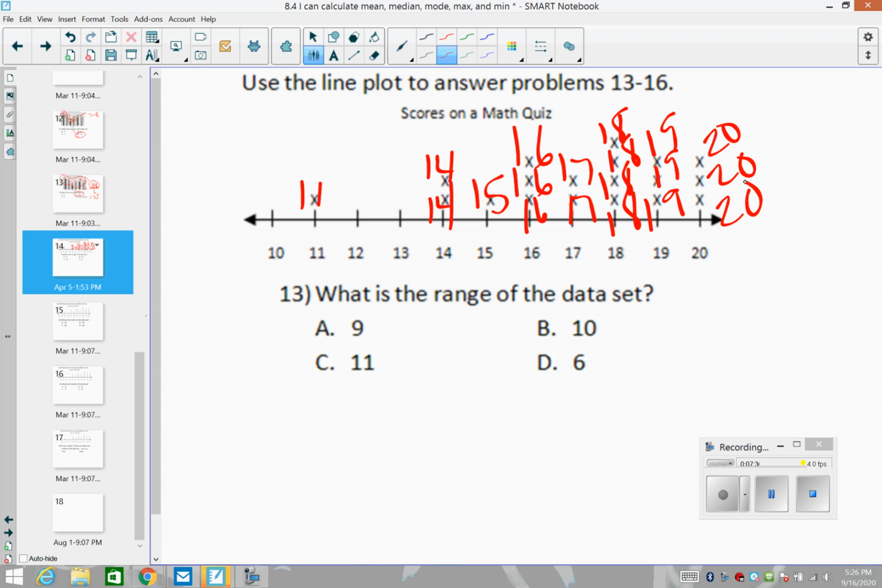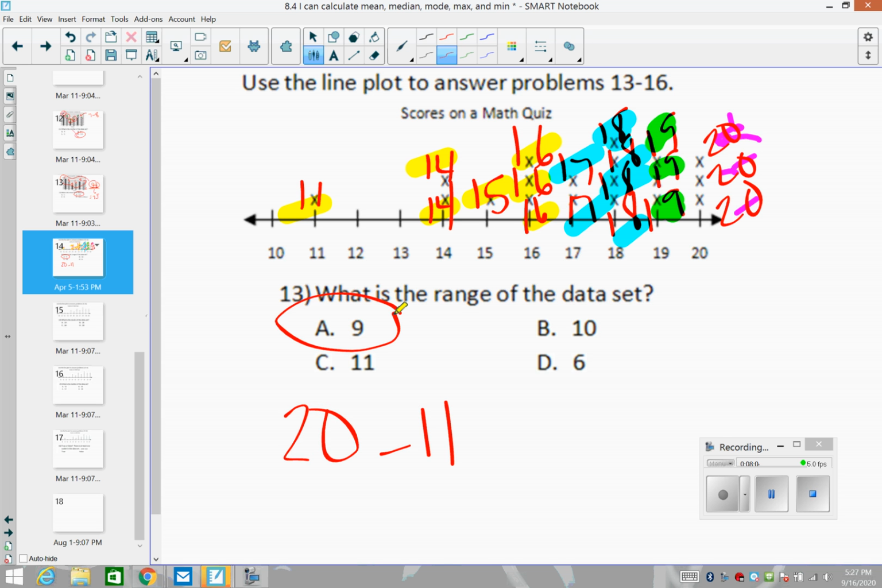So what this means in this is that I had 3 students get 20. I had these students get 19. These students get 18. These students get 17, and so on, 16, 15, and so on, right? So the range then of the data set would be 20 was the highest score, and 11 was the lowest score, which gives us a range of 9.